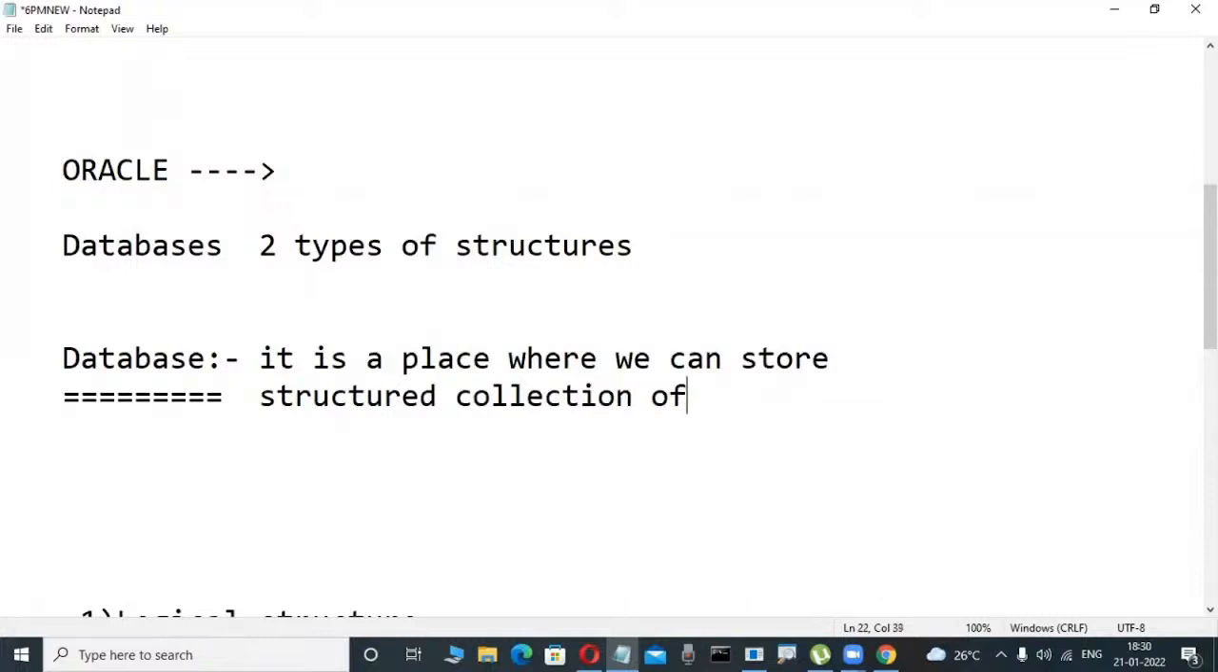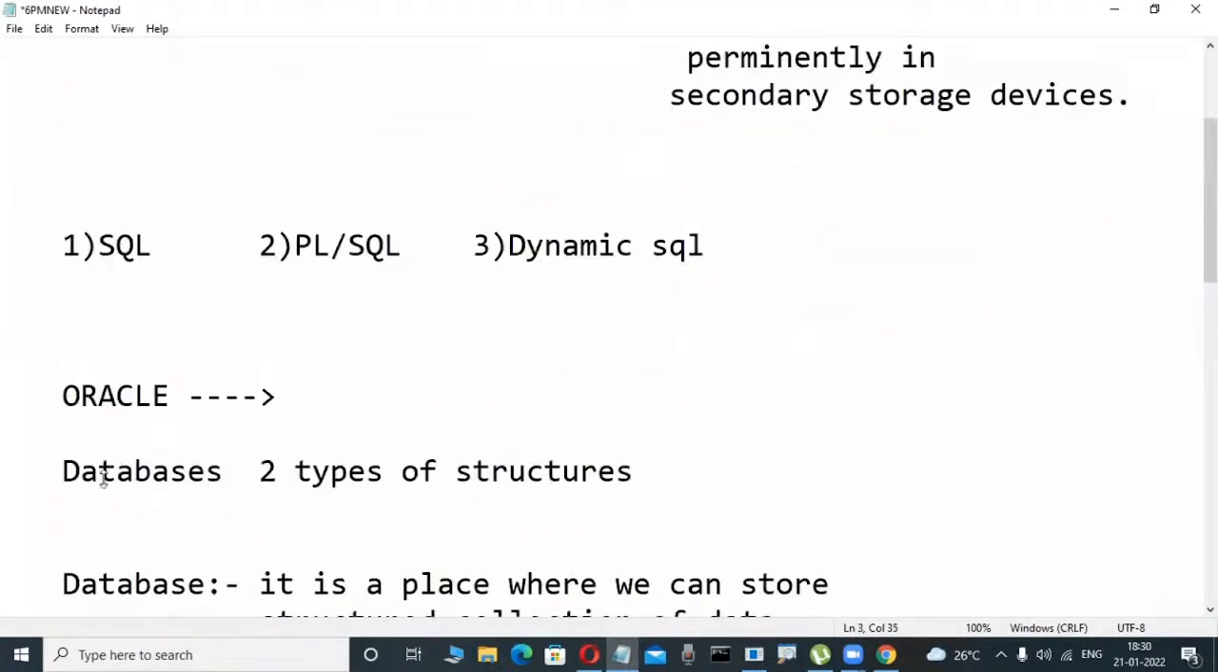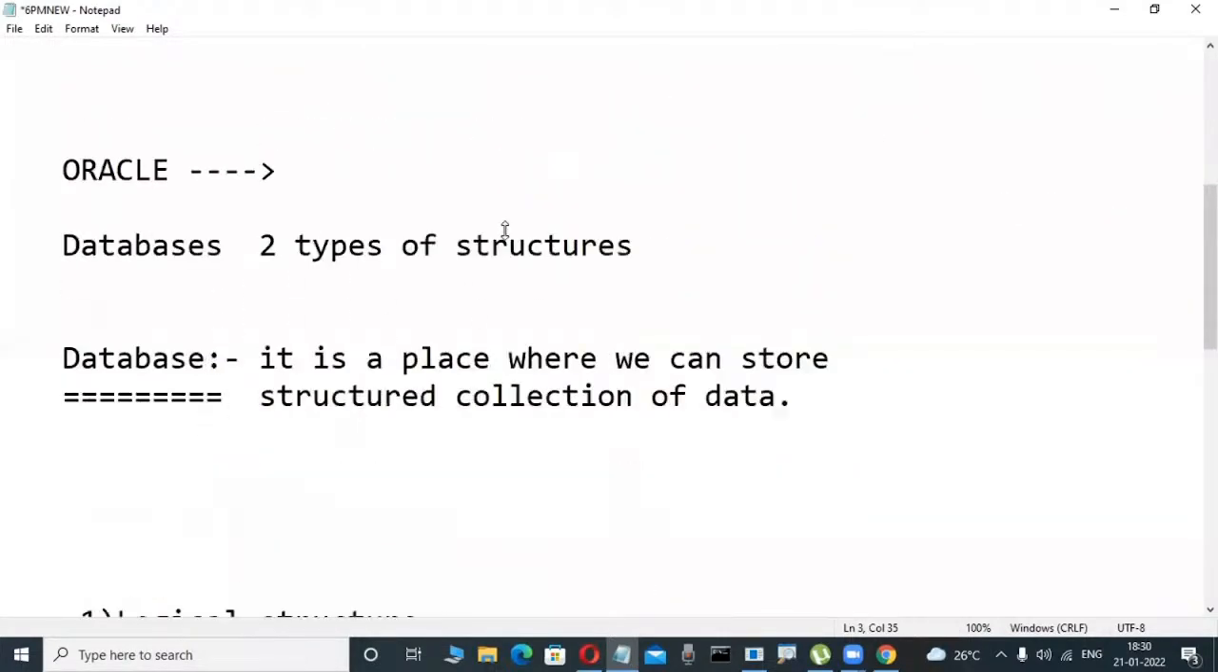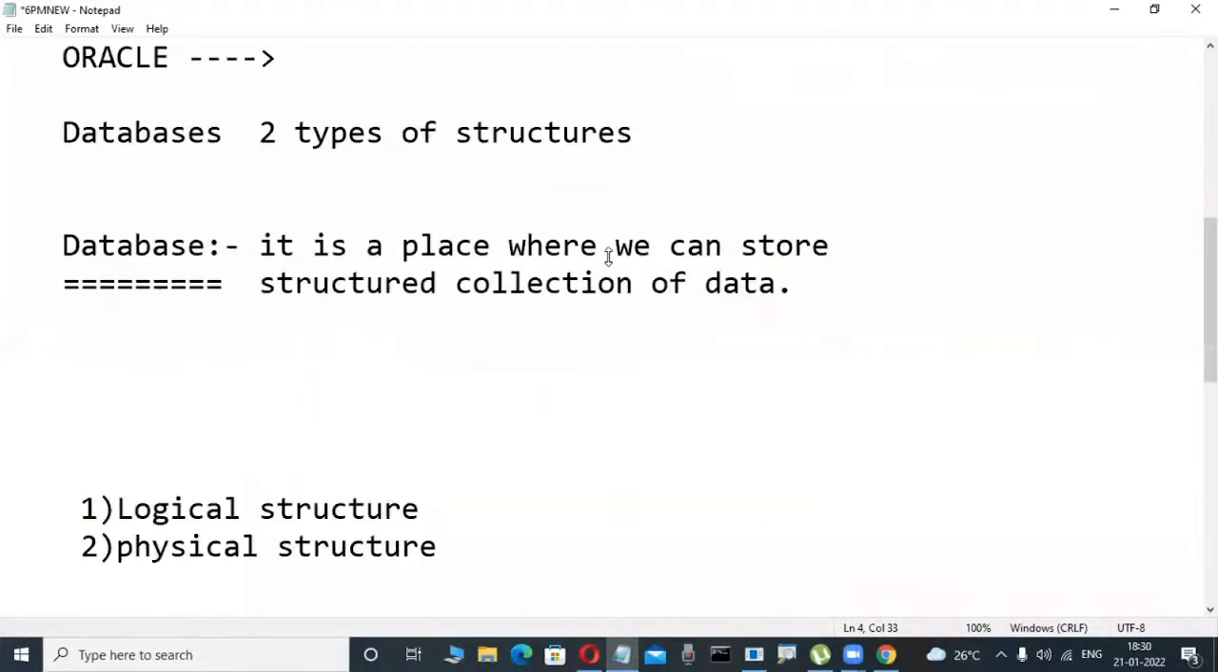What is data? What is information? What is DBMS? That is later. Okay, structured collection of data. Observe here. Whenever we install Oracle or any relational database software, what is a database actually? It is a place. Whenever we install this type of software, automatically some place is reserved in the hard disk. In that place only we can store a structured collection of data.